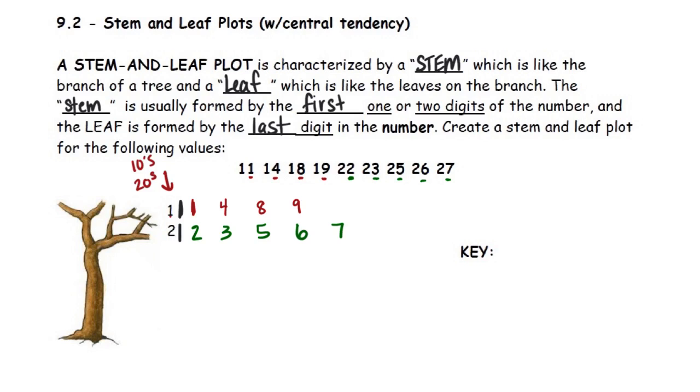A lot of times there's a key that's given, and so it might just look something like this. If we just pull any one of our numbers, let's pull 14. They just want you to know that that equals 14. Let's take a look at a few other examples that are going to be representing stem and leaf plots.